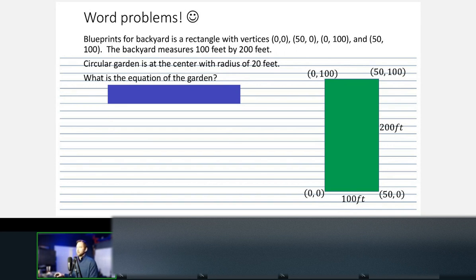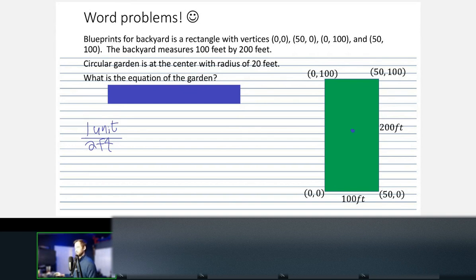I'm going to write that down because that is important. I'm going to write there is 1 unit per 2 feet. So 1 unit per 2 feet. Which makes sense because from 0 to 100, that's 100 units, but it's 200 feet. So we just multiply times 2 to get the feet. All right, now we have a circular garden at the center with a radius of 20 feet. So I'm just going to put a dot in the very center of my backyard there.